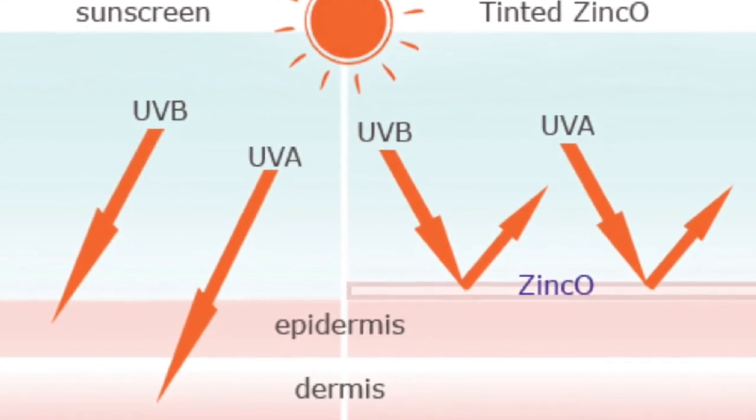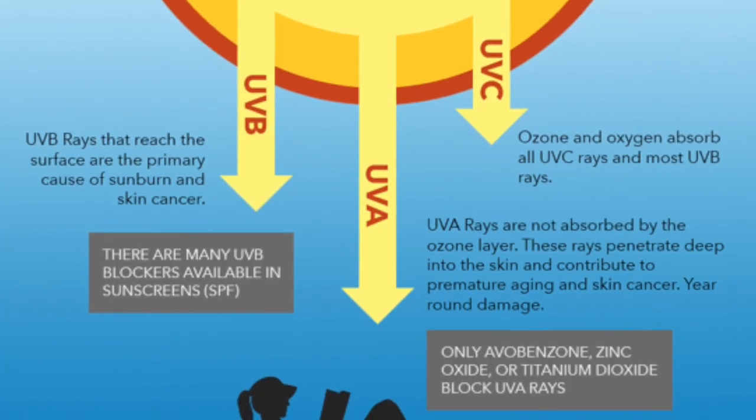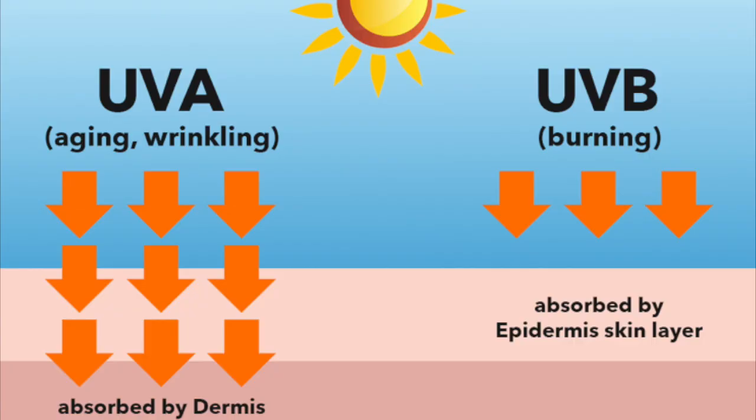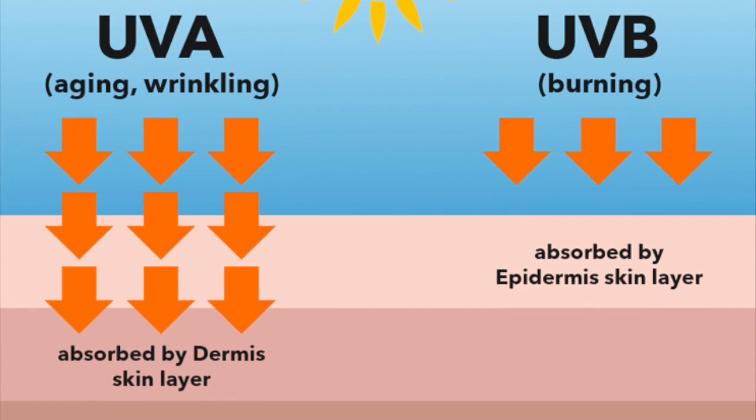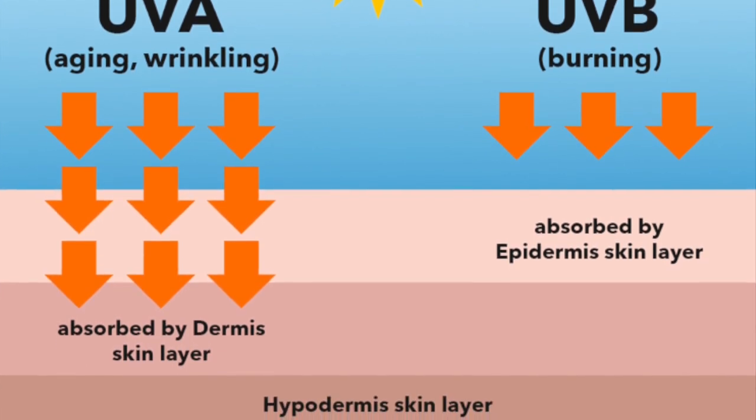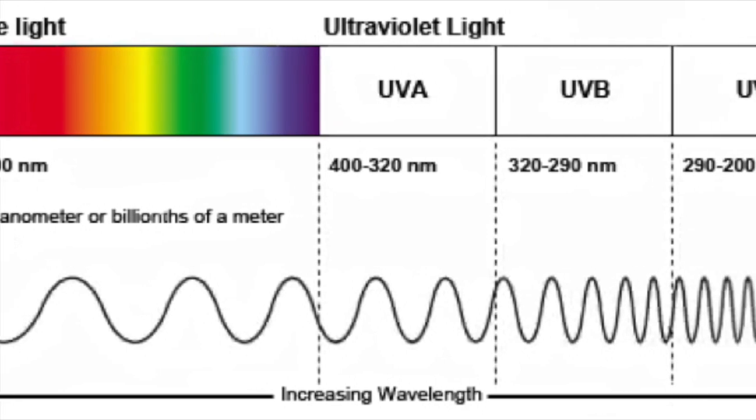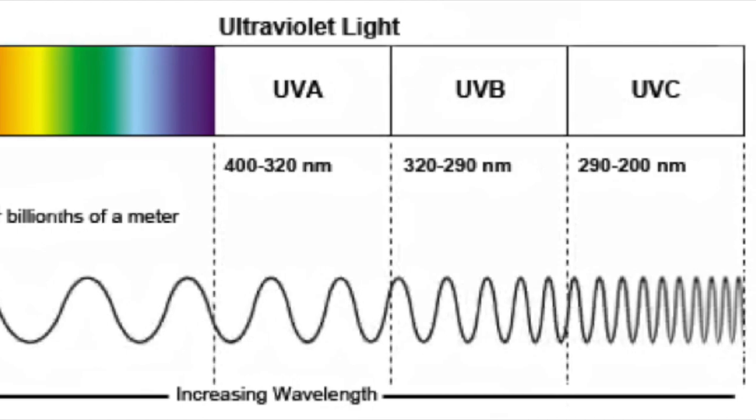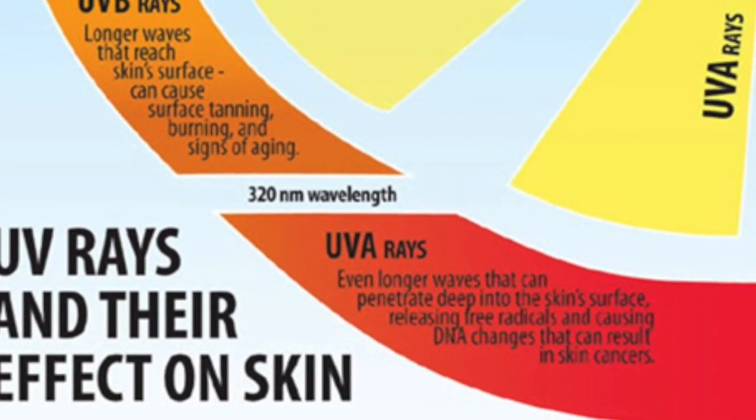This light penetrates deep into the dermis and damages the deeper layer of cells. Therefore, because this light doesn't harm the surface skin cells, it's not responsible for sunburns. However, it does play a large role in premature wrinkling called photoaging and the development of skin cancer. This light has a relatively long wavelength, around 315 to 400 nanometers, and accounts for about 95% of the UV radiation that we encounter.